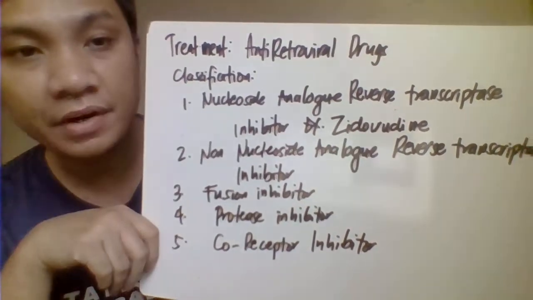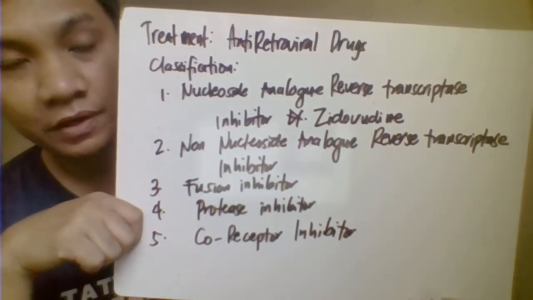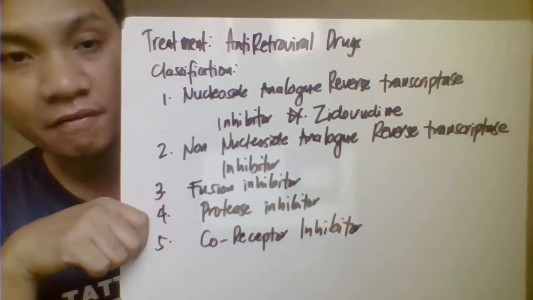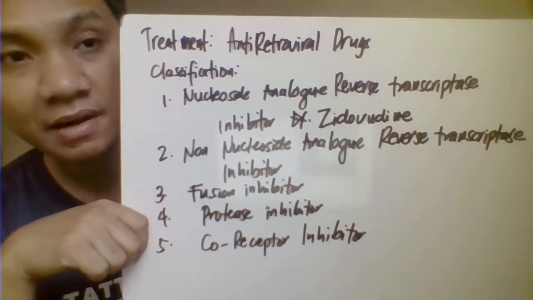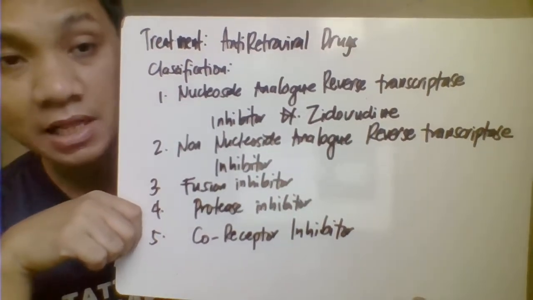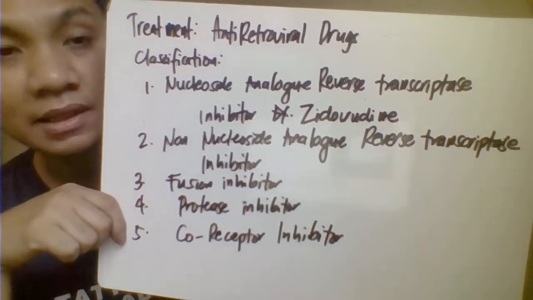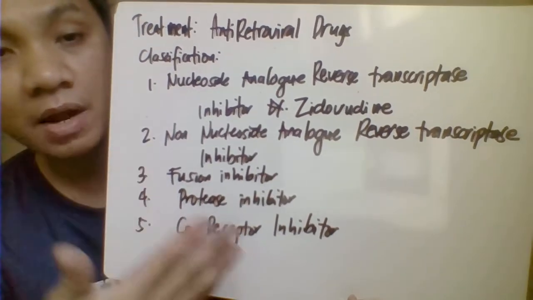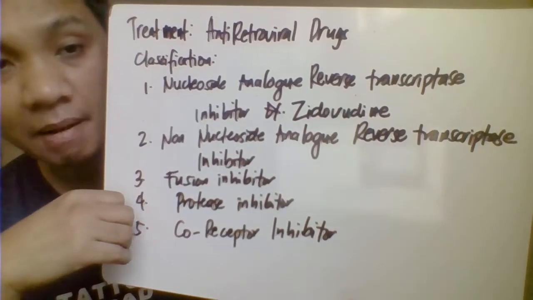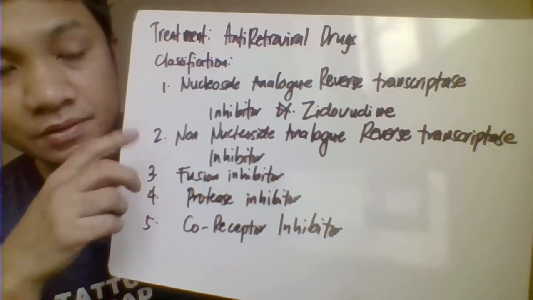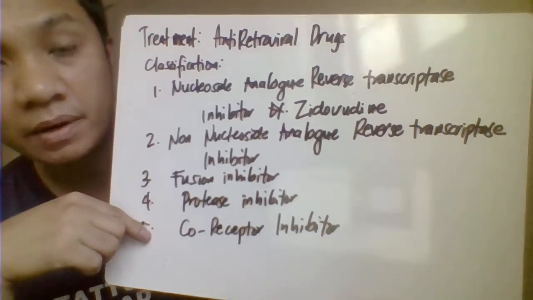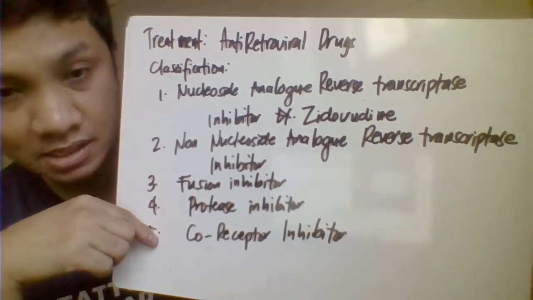Okay, then we have here the treatment. For the treatment, we are using antiretroviral drugs. Antiretroviral drugs are basically not meant to kill the virus. It could not kill the virus. It would only inhibit the further replication of your viruses. So, these are the classifications of our antiretroviral drugs.